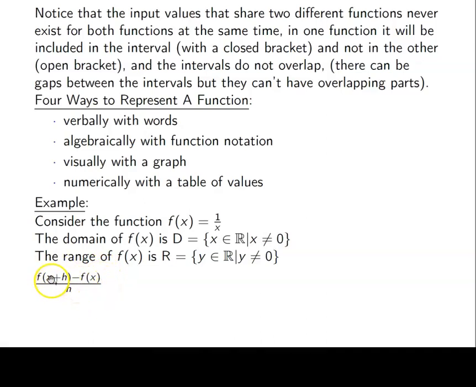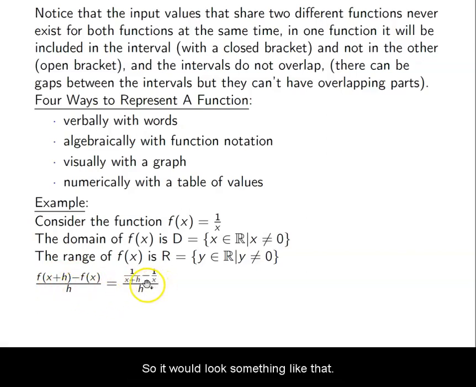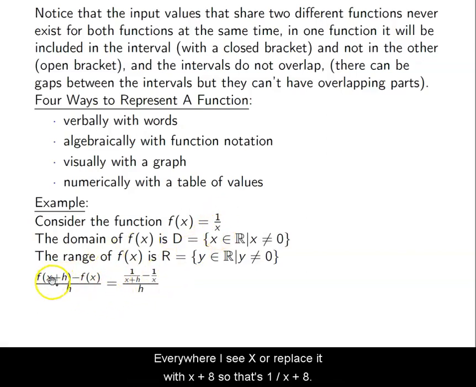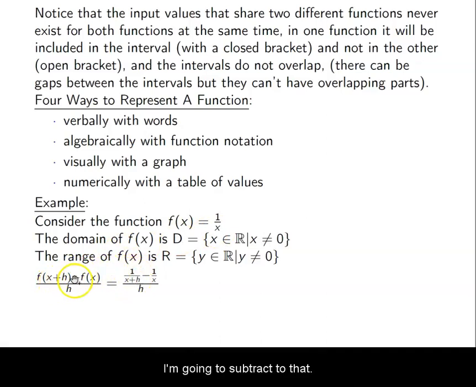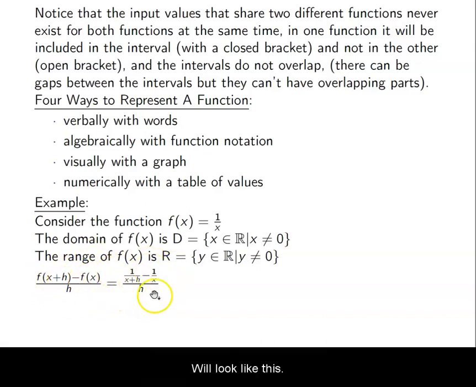But for right now, I'm just going to ask you to simplify this, right? So if this is my function and I'm asking you to evaluate f of x plus h minus f of x over h, now we're doing some stuff to the input and the output of my function. So it would look something like this. Everywhere I see x, I replace it with x plus h. So that's 1 over x plus h. I'm going to subtract from that f of x. So f of x is 1 over x. And to all of that, I'm going to divide it by whatever this value of h is, right? So this is called the difference quotient, and it will look like this.